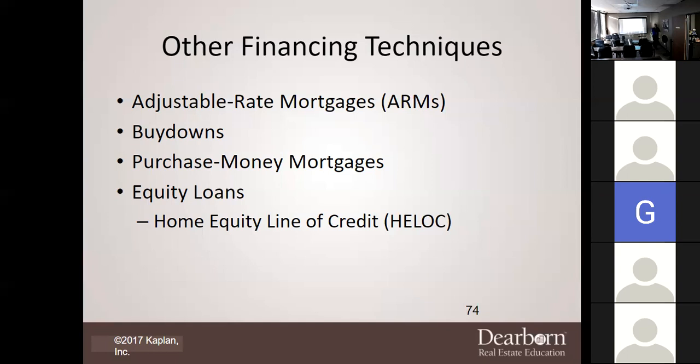You can purchase buy downs where you can buy down interest rates or you can buy points. There's also purchase money mortgages, and again, equity loans. And I'm going to tell you something about this equity loan. I spent a lot of time talking about this when I'm in the classrooms. I do not ever recommend an equity line of credit or an equity loan. Ever.